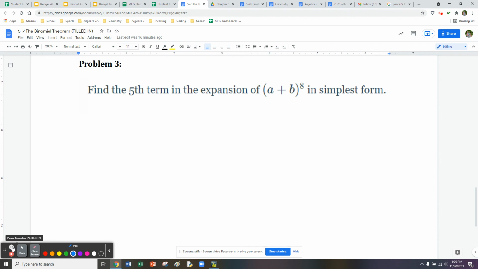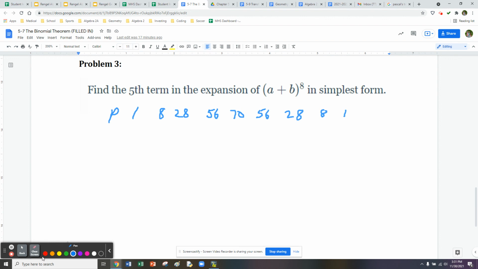So right now you're going to go back to Pascal's triangle, find the eighth row. All right, so the eighth row of Pascal's triangle would be a 1, 8, 28, 56, 70, 56, 28, 8, 1. And there should be 9 total numbers. So whatever row you're on, you always have one more total term. So 1, 2, 3, 4, 5, 6, 7, 8, 9.